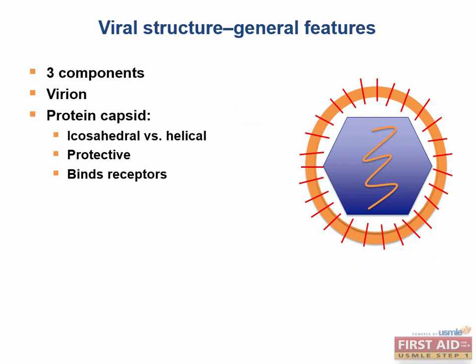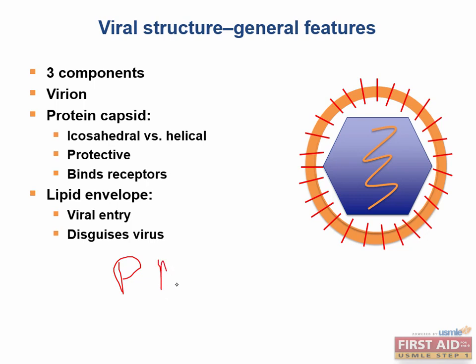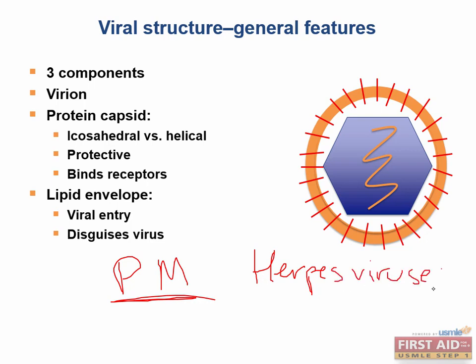Now that we've discussed the protein capsid, let's talk about the lipid envelope. Remember, not all viruses have a lipid envelope, but if they do, the envelope aids in entry of the virus into the host cells, and it disguises the protein capsid layer from the host immune system. Viruses acquire their envelope from the plasma membrane of the host cell when it leaves. I know we haven't covered this yet, but do you remember what the one exception to this rule is? The herpes viruses acquire their lipid envelope from the nuclear membrane, not the plasma membrane.